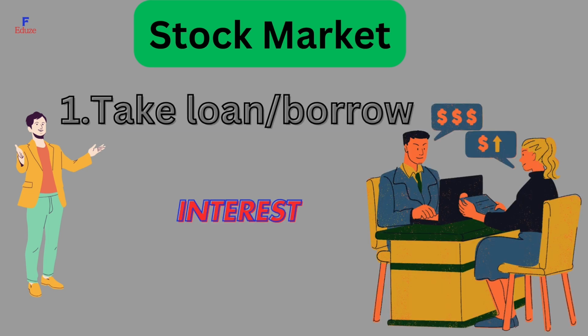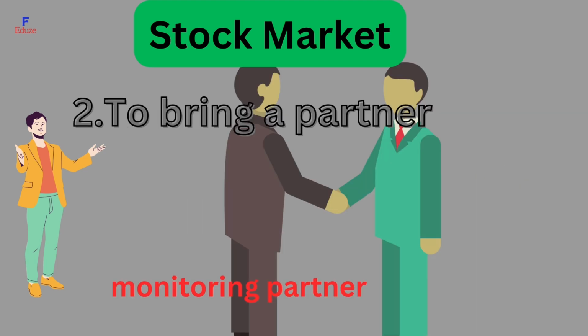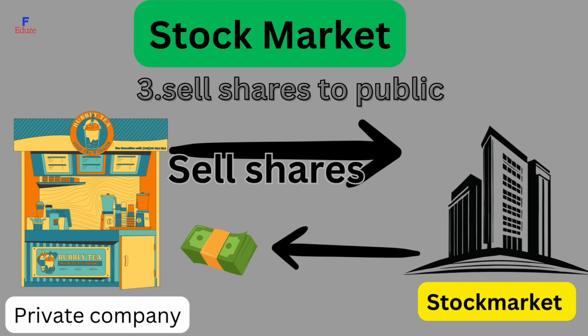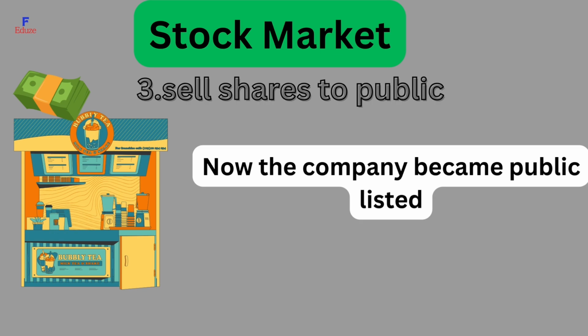If he takes a loan from the bank, he has to repay it and pay interest on it. If a partner is brought in, he should be monitored to see if he is doing things correctly. The special recipe of tea will have to be shared with him. Finally, Ramu decides to raise funds from the public by offering certain shares of his company to the public.